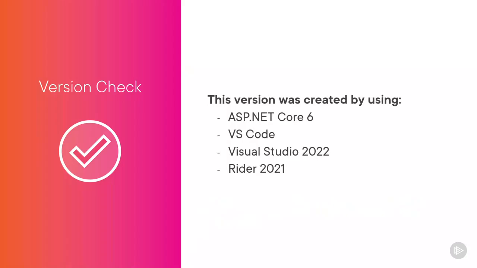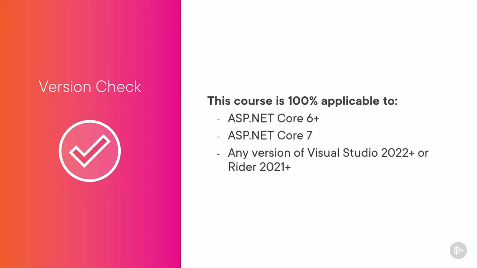Now for some version information. This course was created with ASP.NET Core 6. The primary editor we'll use is VS Code, but for a couple of scaffolding features, we'll take advantage of the more heavyweight IDEs for .NET. You can use either Visual Studio or Rider for this. And regarding future versions, any version of .NET Core 6 should be fine with everything we'll be showing here, and this includes ASP.NET Core 7. And relative to the heavier IDEs, Visual Studio 2022 or beyond, and Rider 2021 and beyond will also support what we're showing. Now, let's get going.